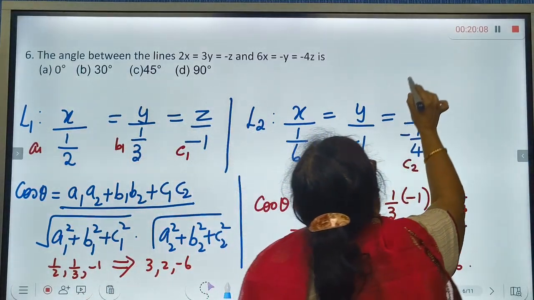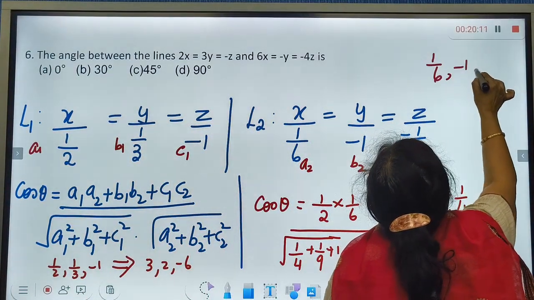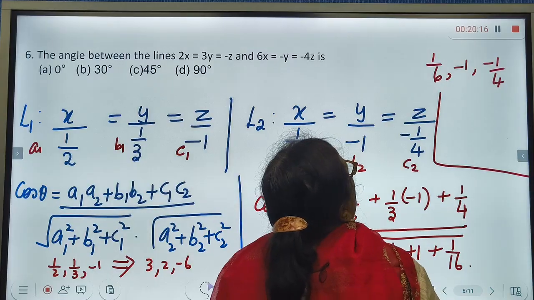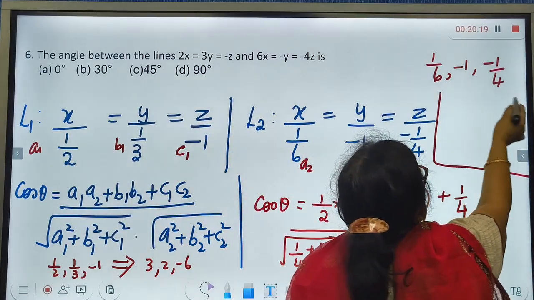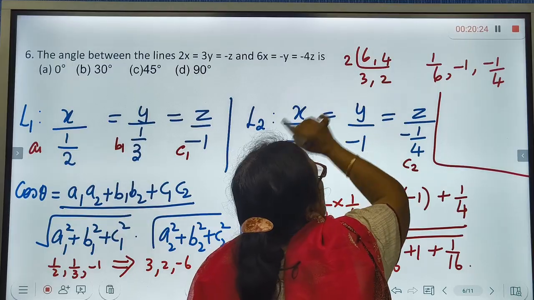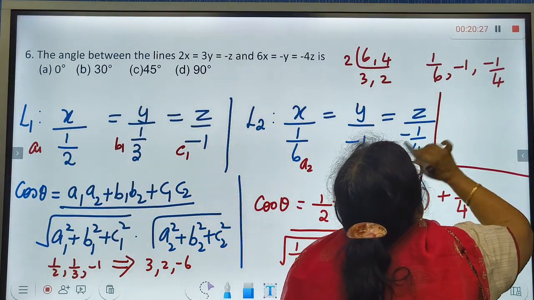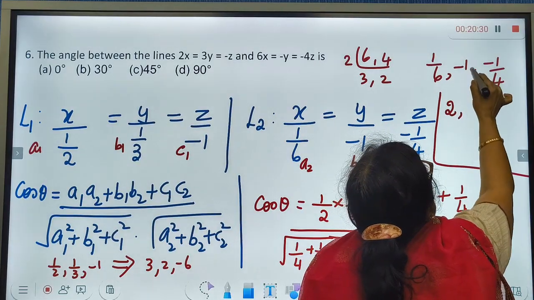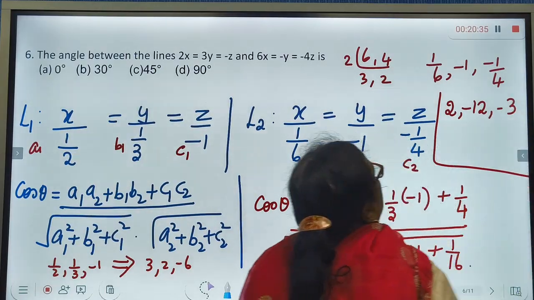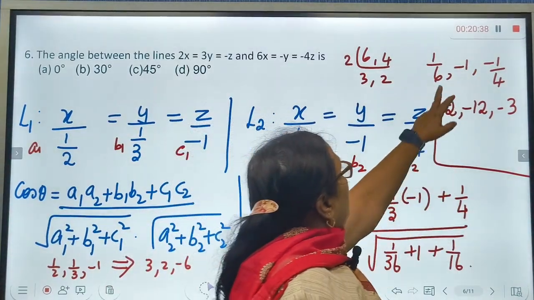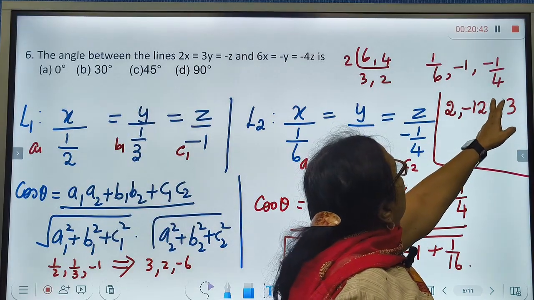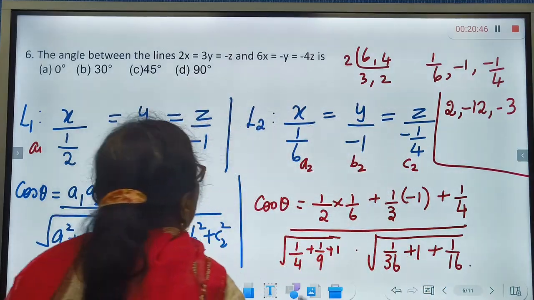How will I simplify 1 by 6, minus 1, minus 1 by 4? Multiply throughout by, what is the LCM of 6 and 4? If you take the LCM, you know it is 12. So let me multiply throughout by 12. Then I will get 2, minus 12, minus 3. So 12 by 6 is 2, 12 by minus 1 is minus 12, and 12 by 4 with the minus sign is minus 3. Why am I doing it?